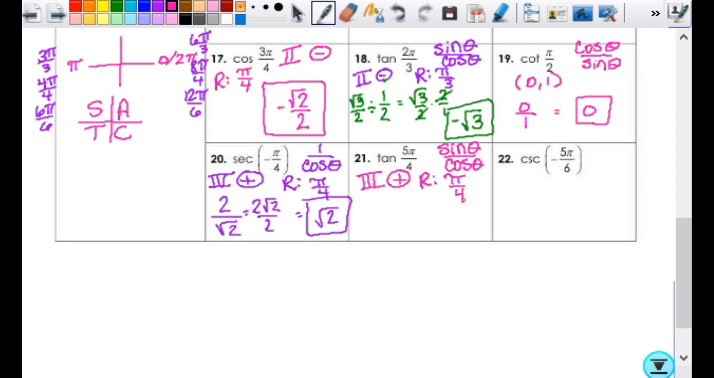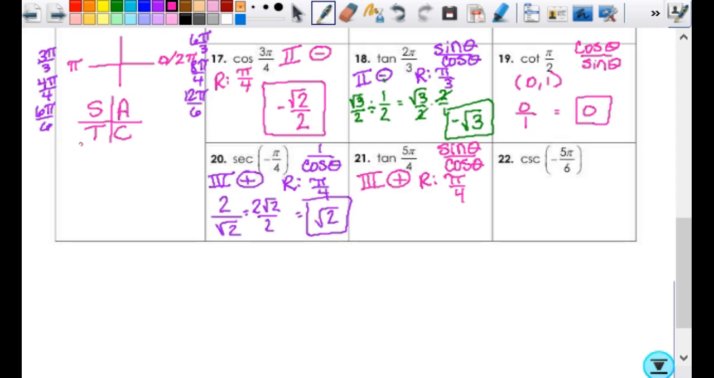Because tangent is positive, and that's why we care about the quadrant. This is quadrant 3. This means every tangent value is positive in quadrant 3. Because my x and y are both negative. And tangent is y over x. So if I put negative over negative, I get a positive answer out of it. Okay, does that make sense?